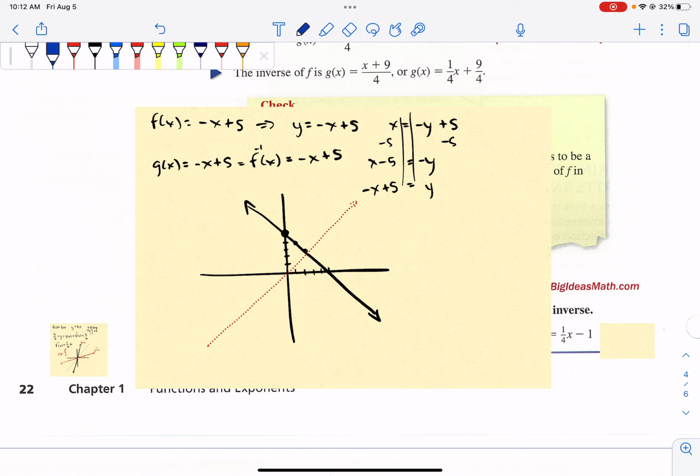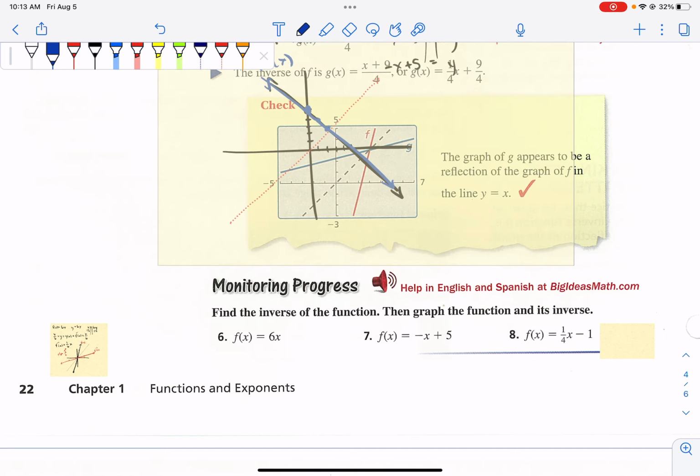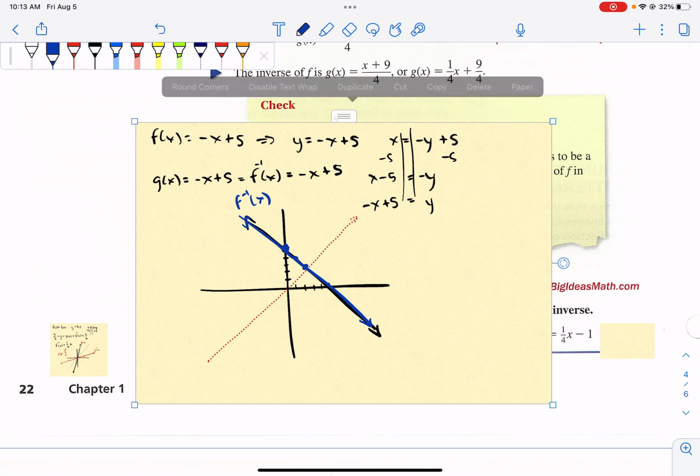So my inverse function also crosses at 5, right? And it goes down 1 over 1, down 1 over 1. So my inverse function is right here on top of my original function. So they happen to be the same function, which if we wanted to plug in a number, did it ask us to plug in a number? Nope, it did not ask us to plug in a number.